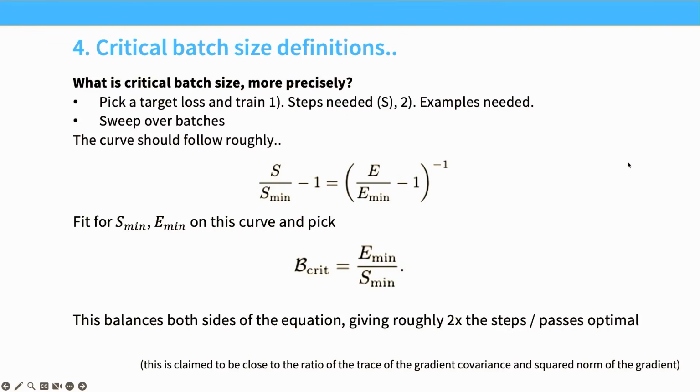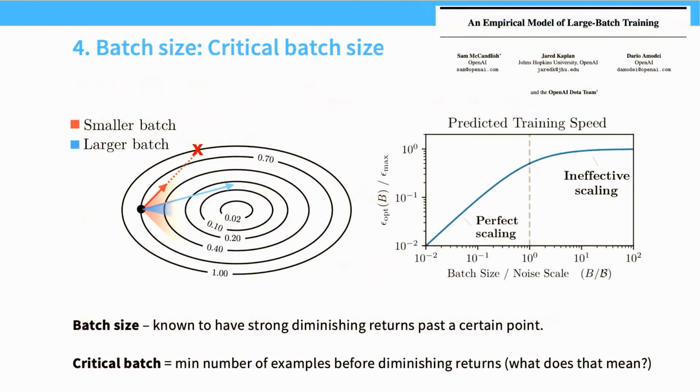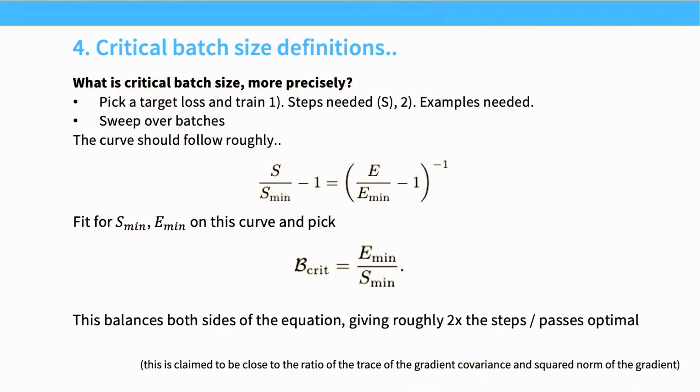Now, critical batch size is a strange object. It is derived from a variety of complicated calculations about the local quadratic approximations to the objective. But I will give you the mechanical steps of what is actually used to estimate this quantity.